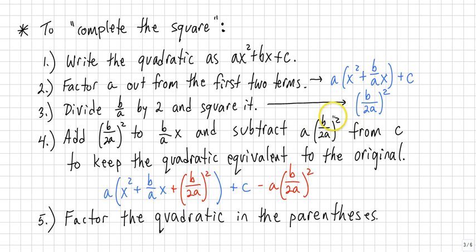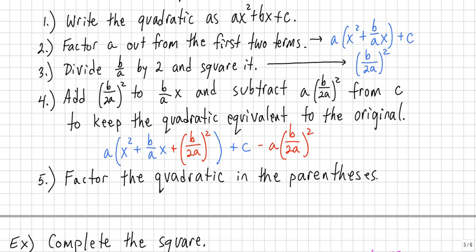So we're going to subtract off this amount from c, and what that does for us is it keeps the quadratic equivalent to the original. So when we add this number to the b over a x, we need to subtract this number from the whole expression so that we keep everything equivalent. And then what that's going to do is leave us with a set of parentheses, and inside there is going to be a perfect square trinomial. So inside the parentheses is going to be something we can factor. Now this definitely looks scarier than it is, so let's give it a try and see that it's not too bad.